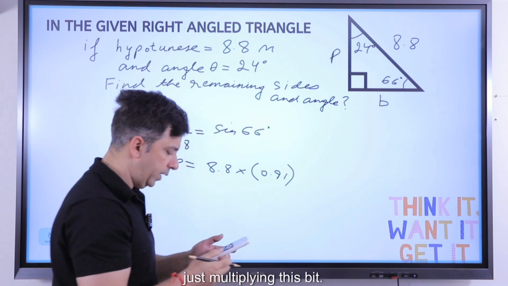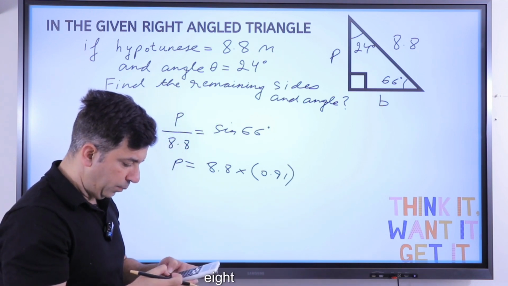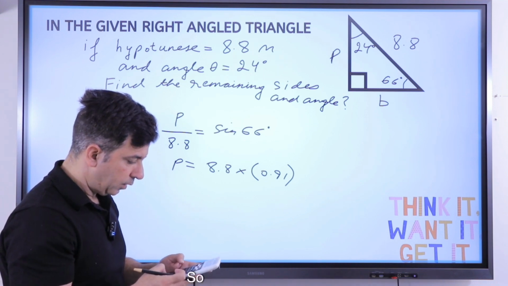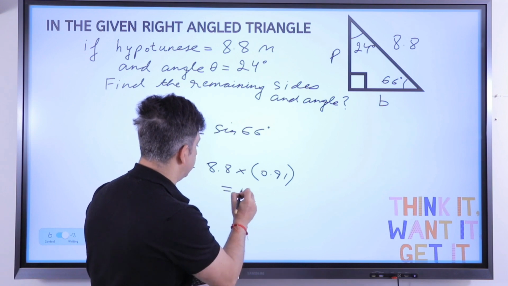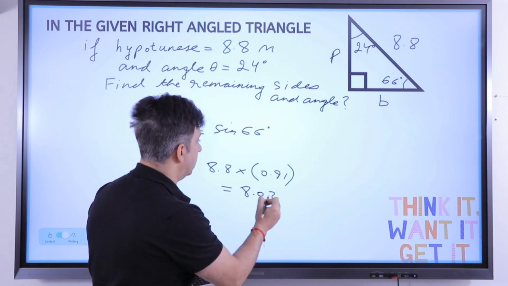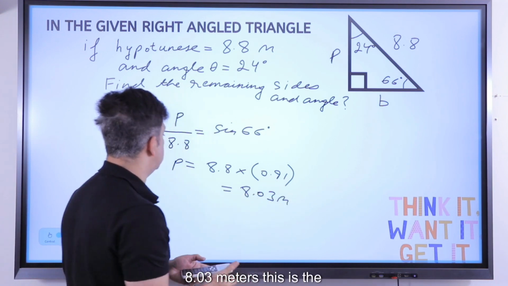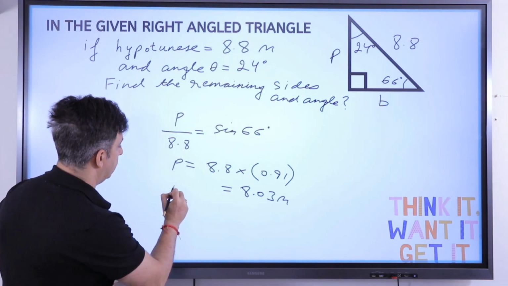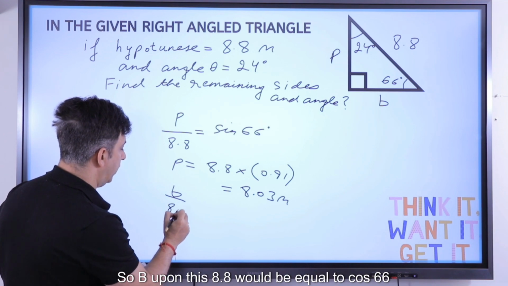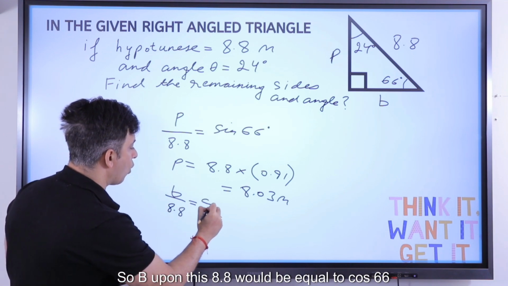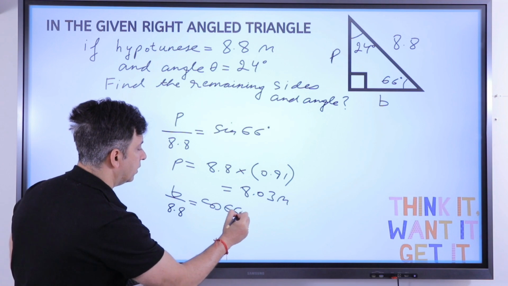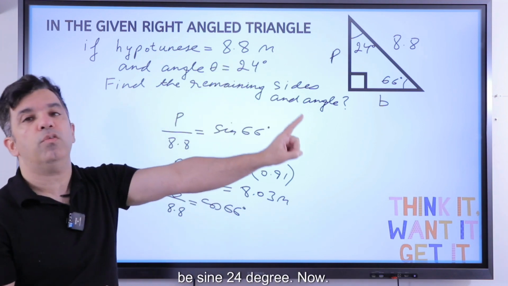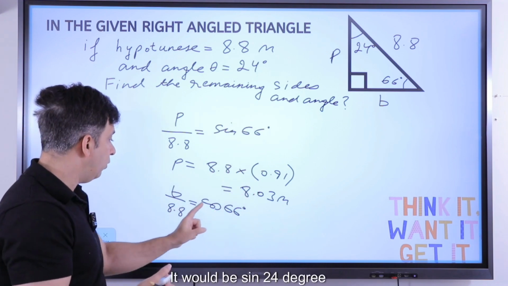So I'm just multiplying this with 8.8. My answer is 8.03 meters. This is the length of this side P. Now comes the base B. So B upon this 8.8 would be equal to cos 66 degrees. And if I use the other angle, then it would be sine 24 degrees. Now this is very important. It would be sine 24 degrees.